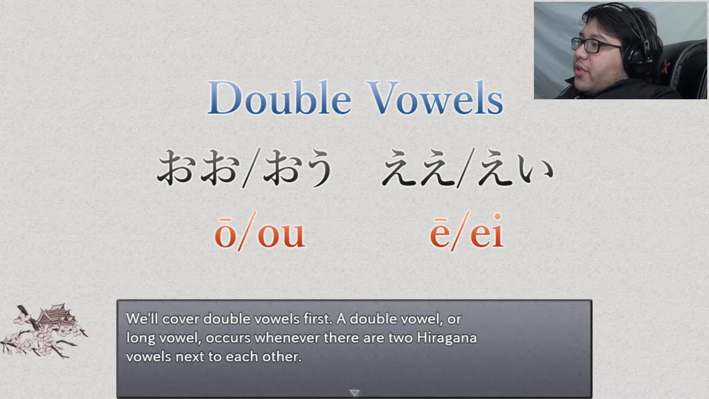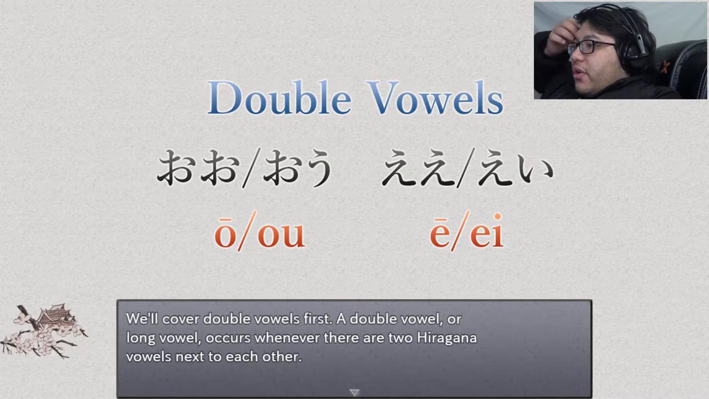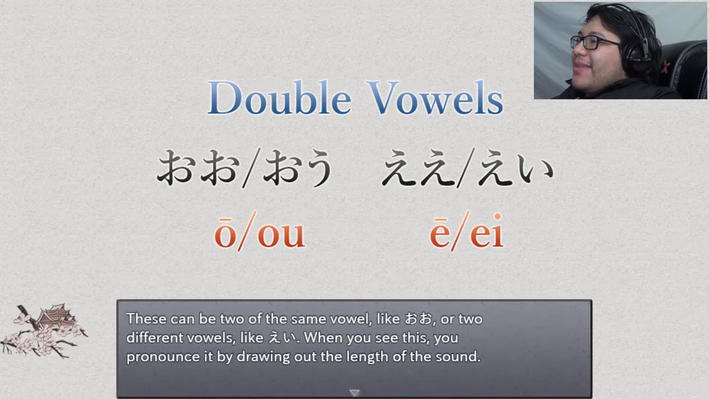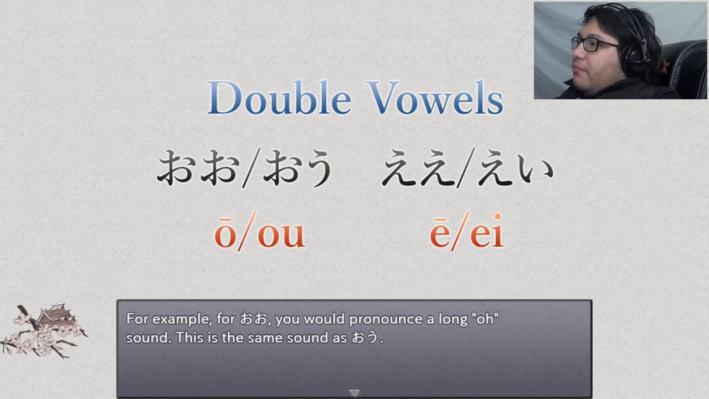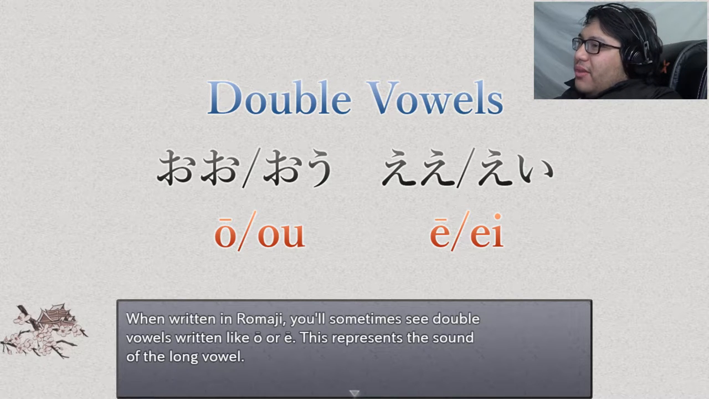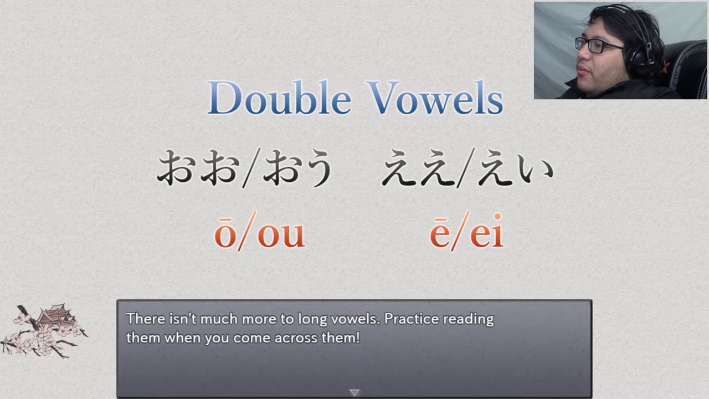We'll cover double vowels first. A long vowel occurs whenever two hiragana vowels are next to each other. So basically, these can be two of the same vowel, or two different vowels. When you see this, you pronounce it by drawing out the length of the sound. For example, for O, you pronounce it as a long O sound. When written in Romaji, you'll sometimes see double vowels written like O or O dash or E dash. This represents the sound of the long vowel. There isn't much more to long vowels. Practice reading them when you come across them.